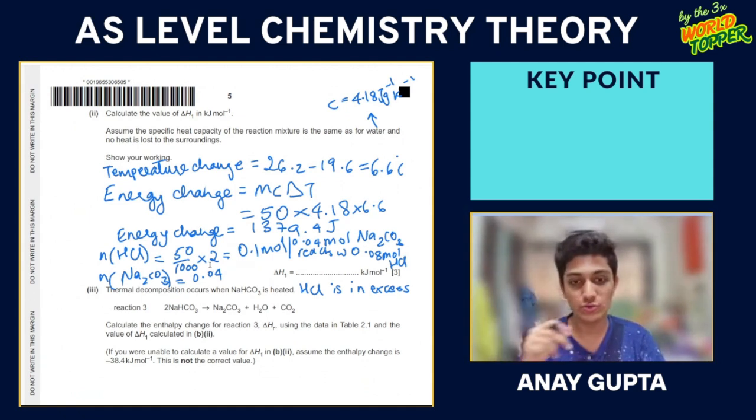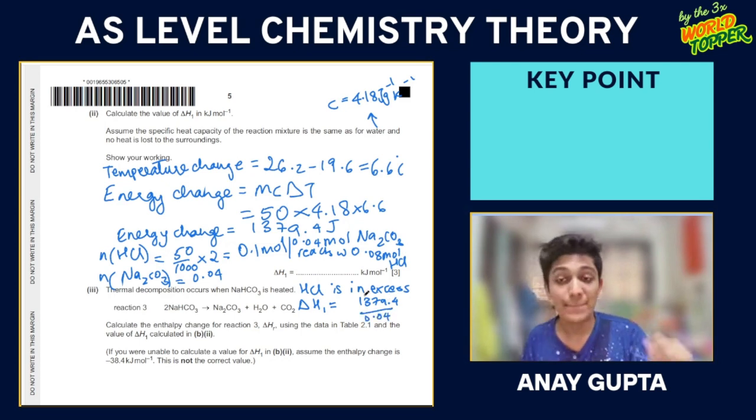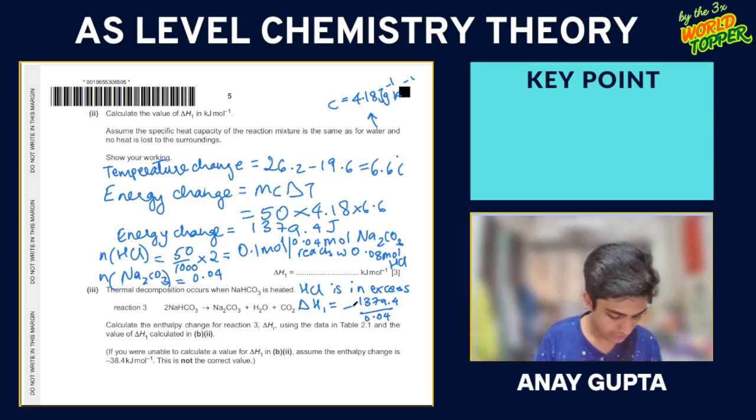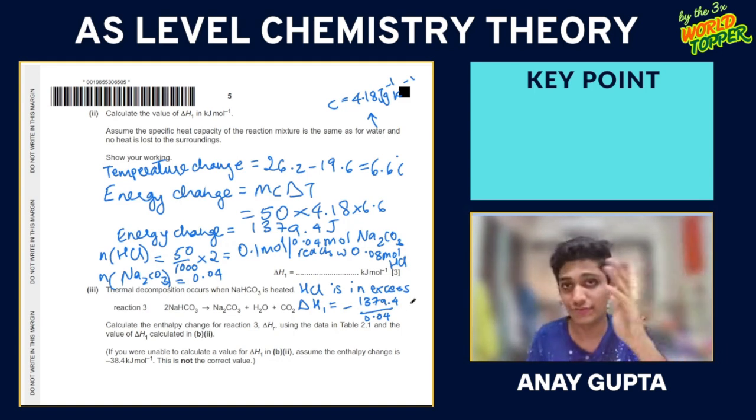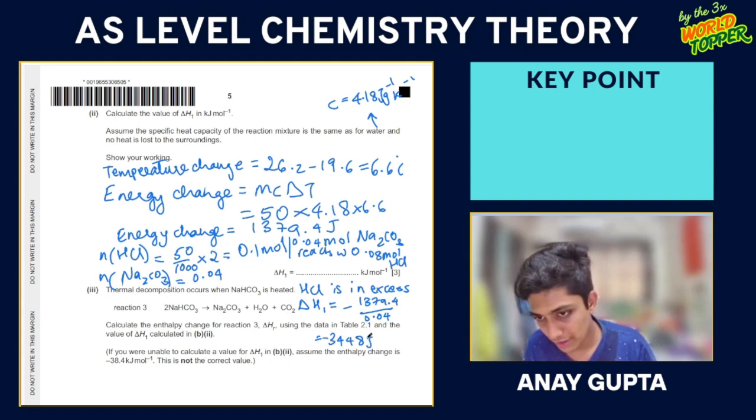So we will take the Na2CO3, which is the limiting reagent, and so our delta H1 is going to be 1379.4 upon 0.04, and because the reaction is exothermic, we will add a negative sign to it. Okay, so 1379.4 upon 0.04 gives me 34,485 joules per mole.